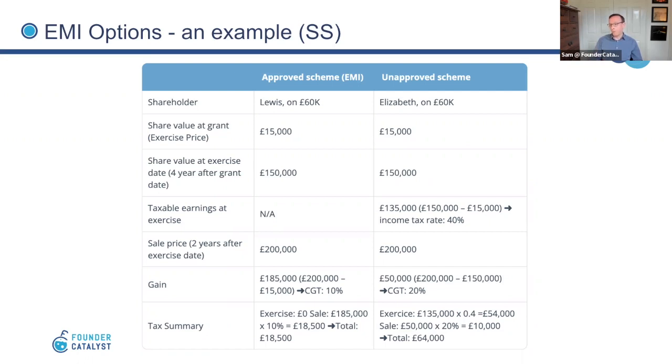It's probably worth skipping all the way to the bottom. Once you take into account the employment income tax, national insurance impacts, and the capital gains tax impacts, the difference between having an EMI scheme and an unapproved scheme is clear. Under the EMI scheme, there is £18,500 to pay. So it's not tax-free by any means, but it's relatively efficient. On the right-hand side, poor Elizabeth, who received options under an unapproved scheme, ends up paying £64,000. Hopefully that brings to life the tax efficiency difference between EMI and an unapproved option scheme.